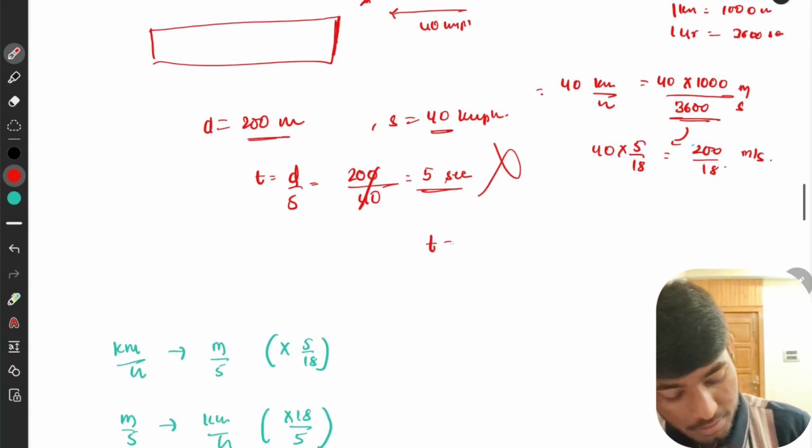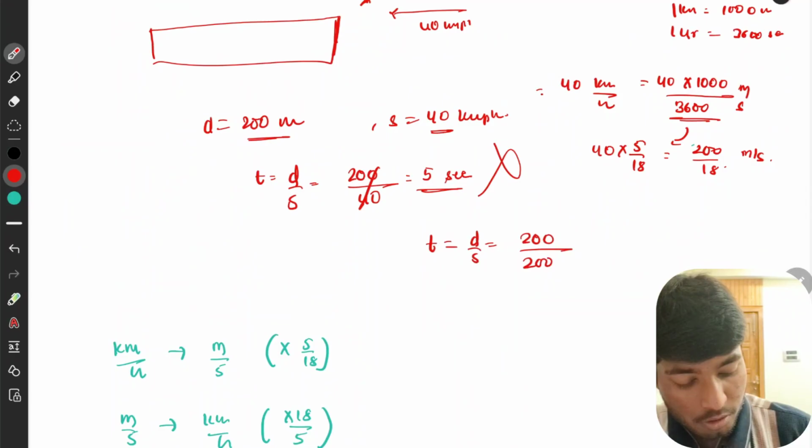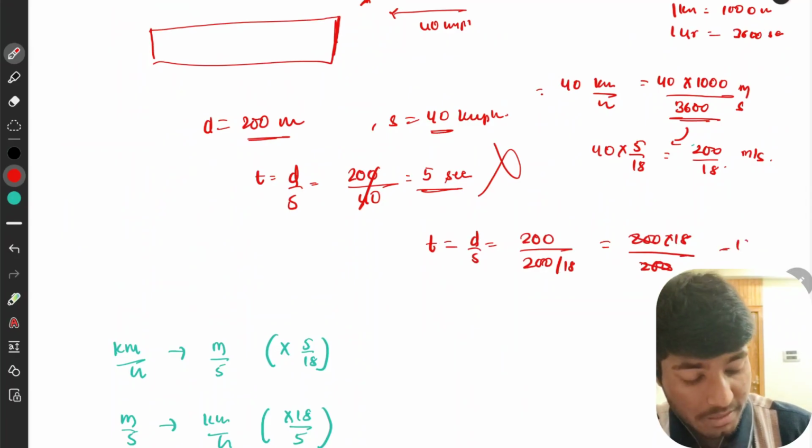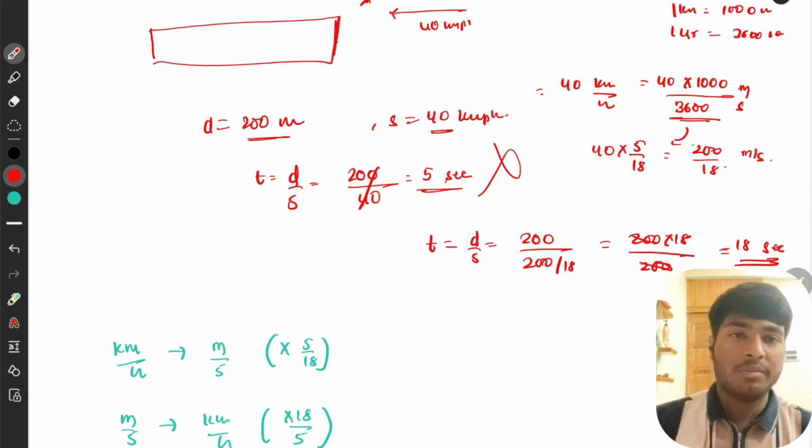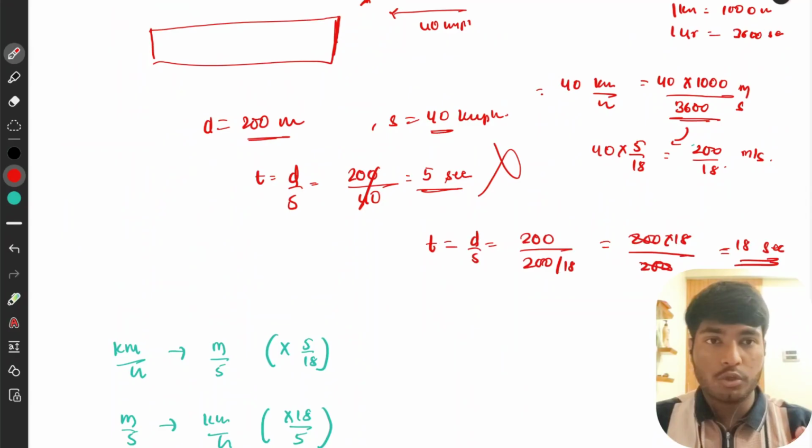So time is equal to distance by speed, 200 meter upon 200 by 18. This will be equal to 200 multiplied by 18 upon 200. Both of them get cancelled. That is 18 seconds. The correct answer to this question is 18 seconds. There might be many times in your examination that in a rush, you do 200 by 40 and you will get the answer 5.